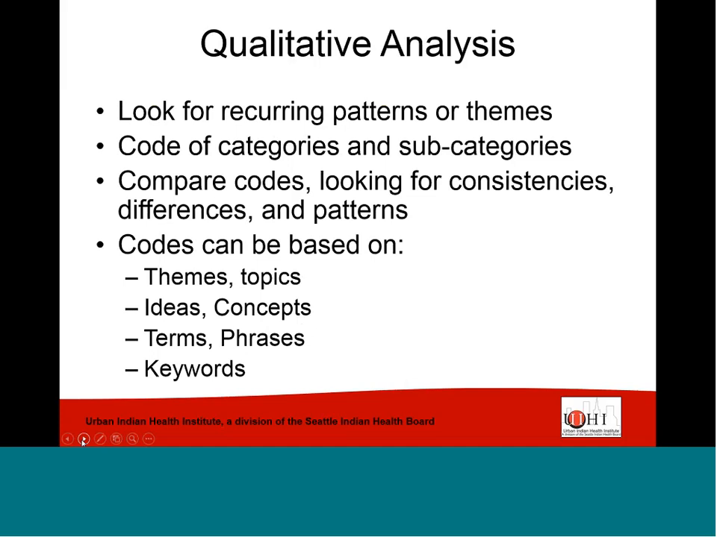So analyzing qualitative data really requires an examination of the themes or patterns in the data. There are a number of theoretical approaches to analyzing qualitative data, but all of the methods usually include some type of coding of the data into various themes, categories, or subcategories. Codes can be based on things like recurring patterns or themes. They can be ideas or concepts, terms or phrases, or even keywords.